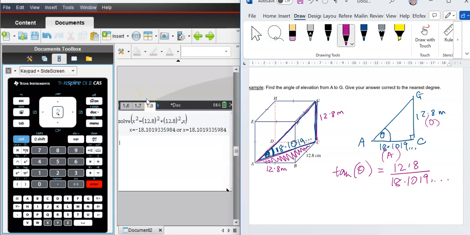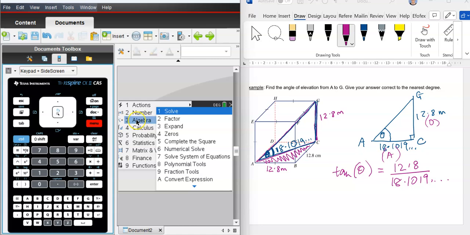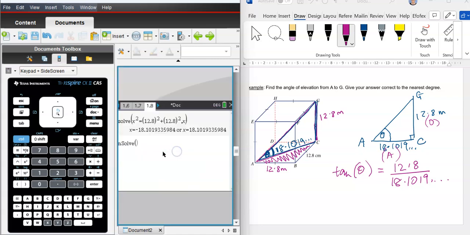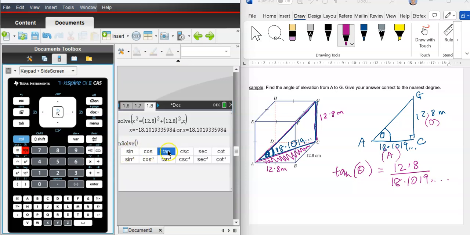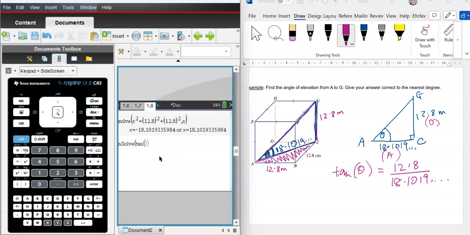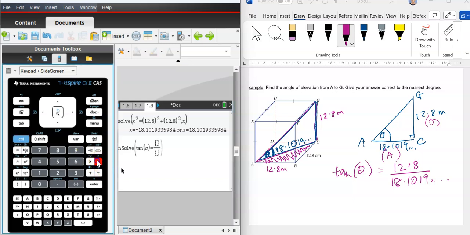So on my calculator, because this is now trigonometry, I'm going to be using numerical solve, so 3, 6. And I'm going to be using tan. A for an unknown angle is what I would use. You're going to do a control divide to get your fraction template, and we've got 12.8 on the top of the fraction, the opposite side.